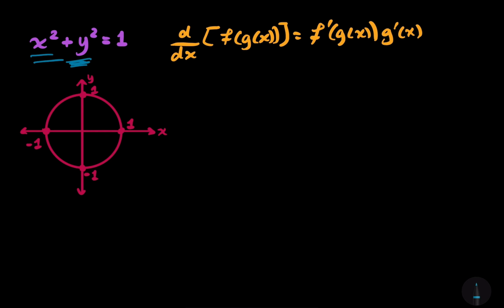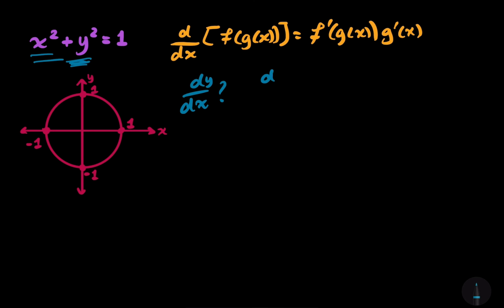We're going to try to determine the derivative of y with respect to x. We're going to try to find an expression for dy by dx. In order to do that, we're going to need to use the chain rule, and we'll see why in a moment. So let's try to figure this out. What I would like to do is differentiate both sides with respect to x.